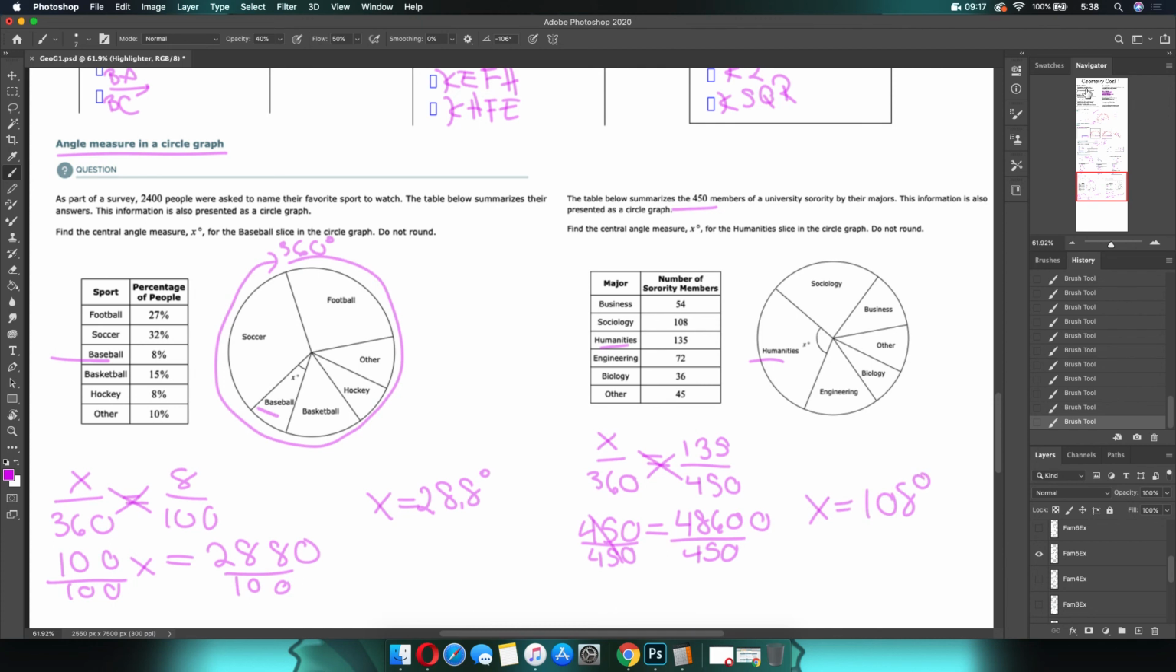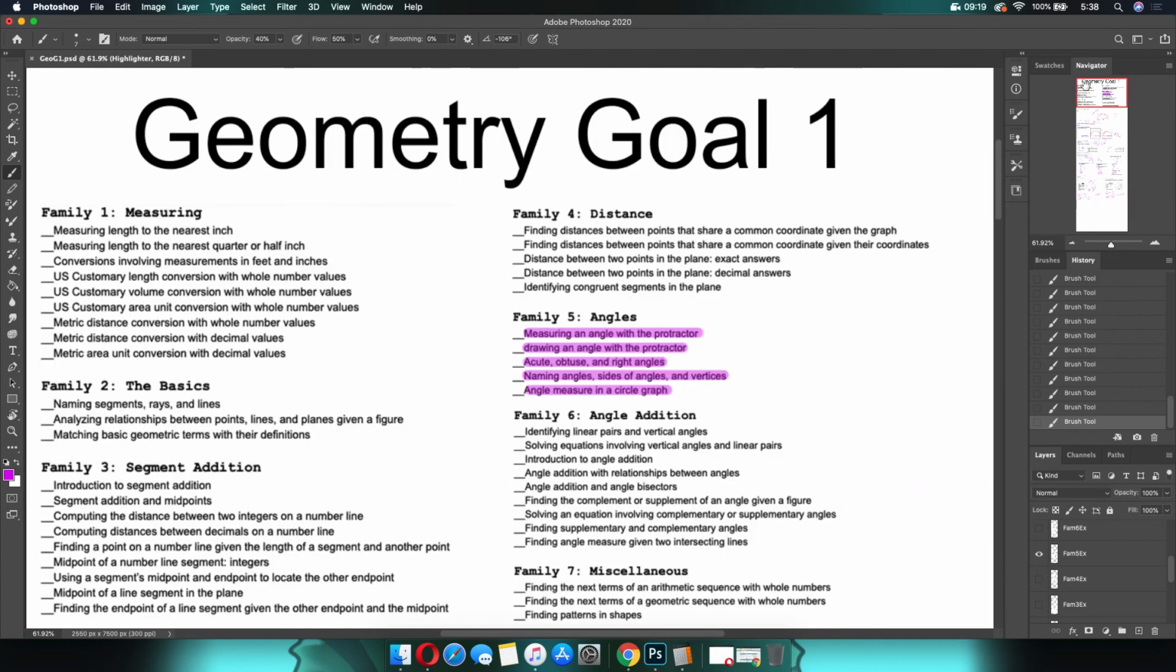And that is everything for Geometry Goal 1 Group 5. Now we know our basics for our angles. The next thing we're going to do is dive and jump and just fall in love with everything to do with angle addition.